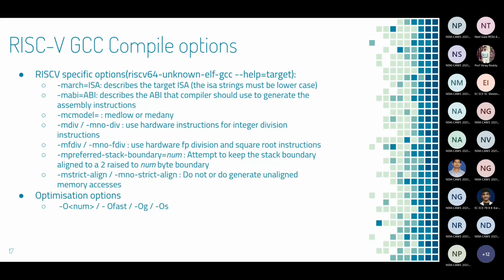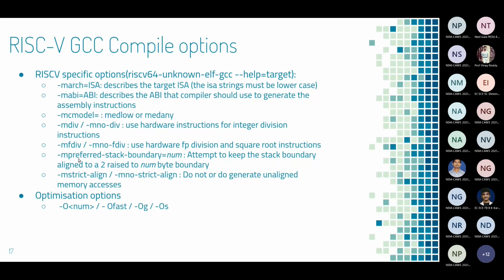Then you have the -mdiv and -mno-div flags. These basically tell whether you have to use the hardware instructions for integer division. So even though you have the M extension, you might not want to use the hardware instructions for integer division, and you might want to use software routines to get that particular operation done. If that's the case, you can use this particular flag. Similarly, for fdiv, you have a similar flag.